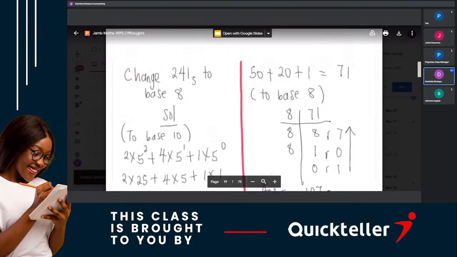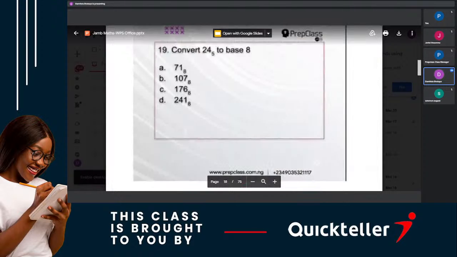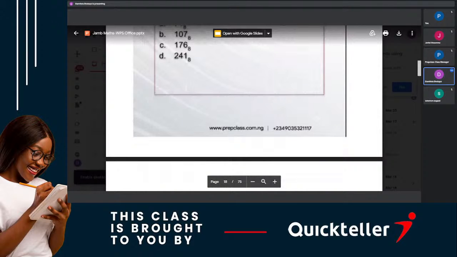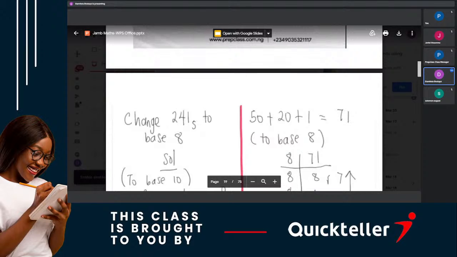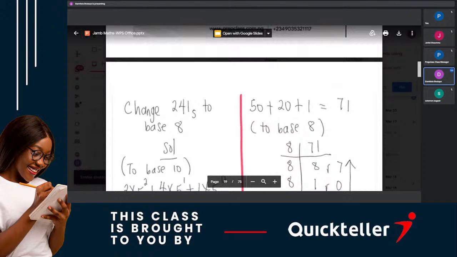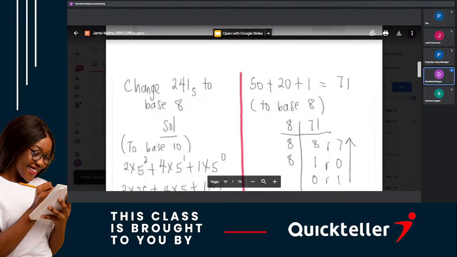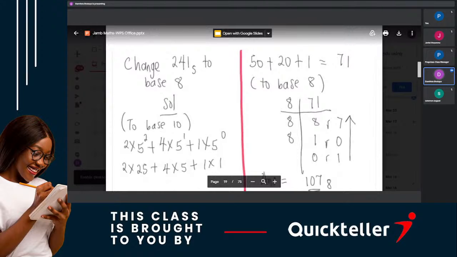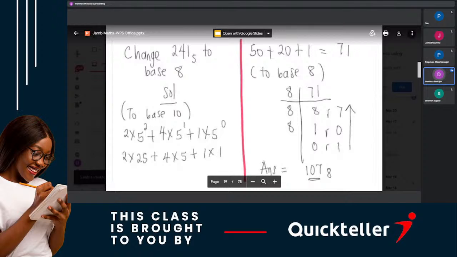Okay, going to the past question, I thought that this question is also wrong. It is not 2, 4 base 5. The real question in your past question is 241 base 5. I discovered that the question wasn't correct, so correct that, please. 241 base 5, change it to base 8. Now, first step, change to base 10.